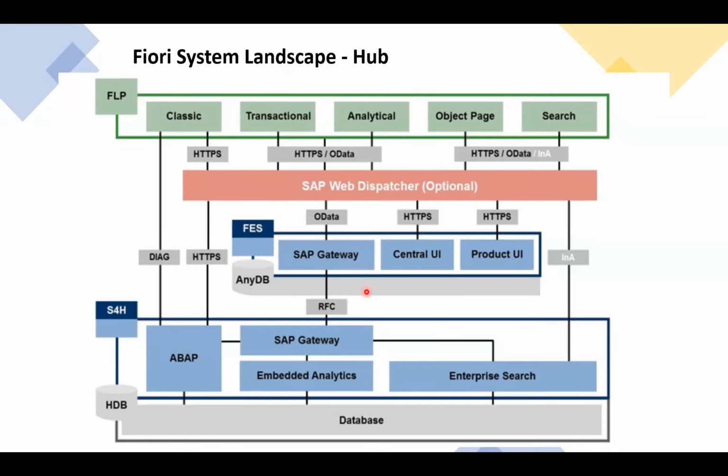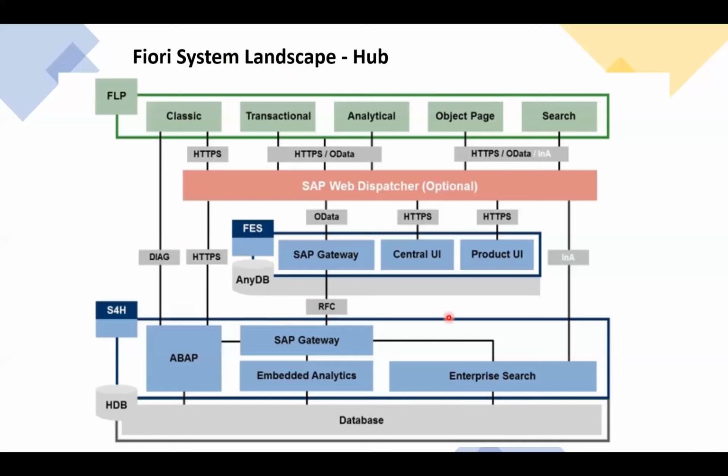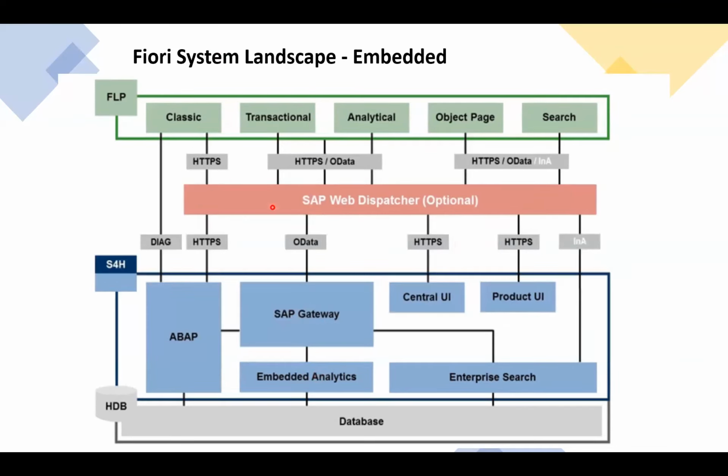So this is the hub-based environment, and the next one is the embedded environment. If you see this layer, the hub gateway is no more in the embedded environment. It's just straight usage of the gateway that came along with the S4HANA system. So if you see here, it's the same layer, it's straight away using this gateway component that came along with the S4HANA system. So it's pretty simple, and it's the same. We don't need to explain it more in this slide.